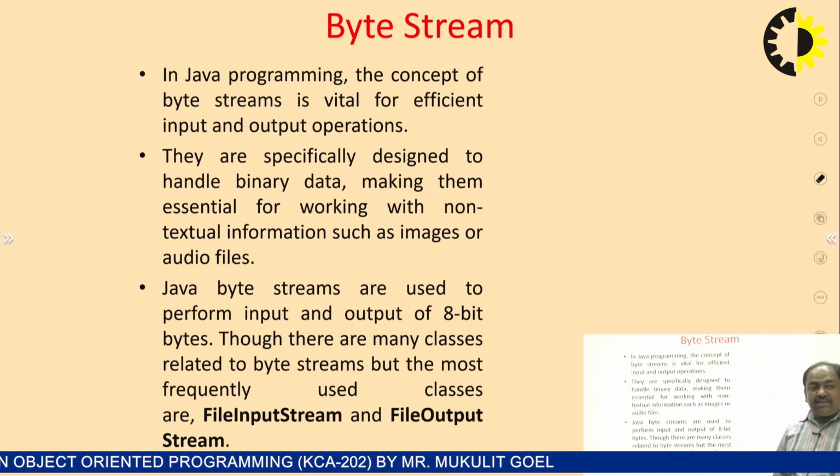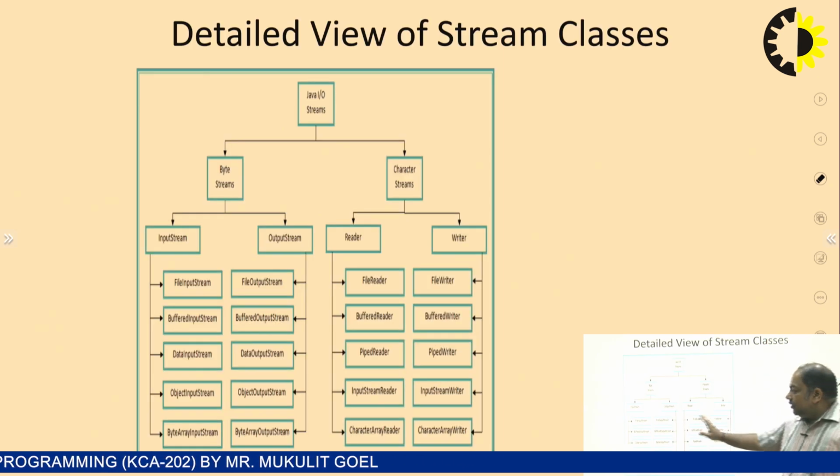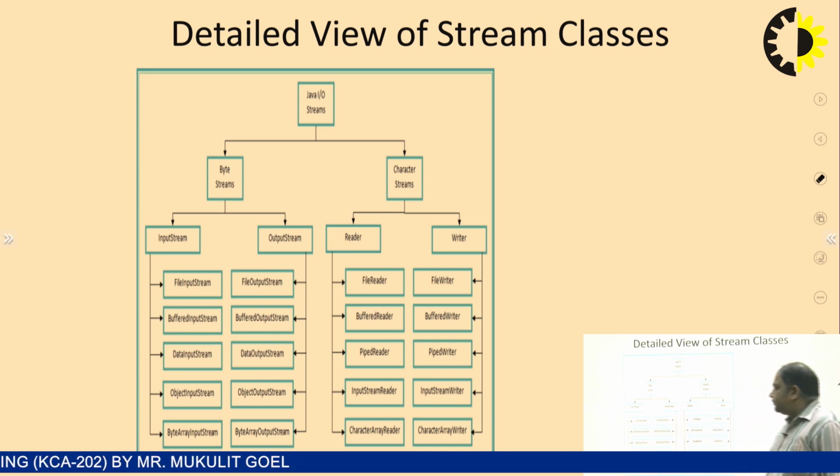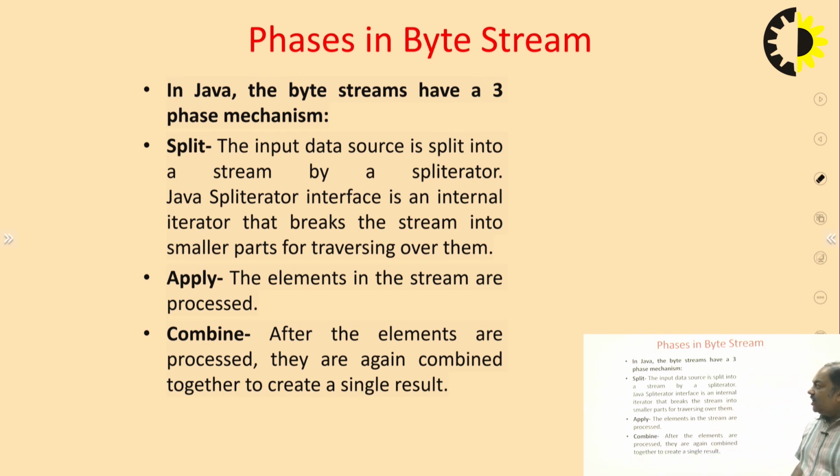The byte stream uses two main classes, which are file input stream and file output stream, which I have shown already in this diagram. The byte stream will be done in three phases. First, we split the input data into a stream using a splitter. This splitter interface is an internal iterator that breaks the stream into smaller parts for traversing over them.